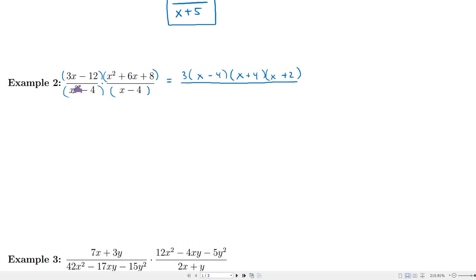Divided by difference of squares, so that's x minus 2, x plus 2, x minus 4. And now let's reduce. So the x minus 4 is reduced. x plus 4, there's nothing to reduce. x plus 2, we can reduce that. And we get our answer, 3 times x plus 4 divided by x minus 2.